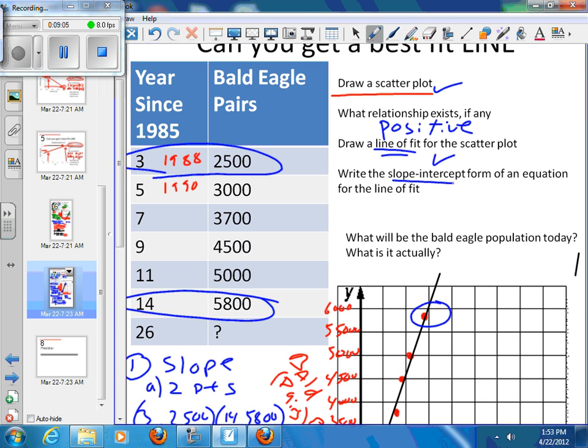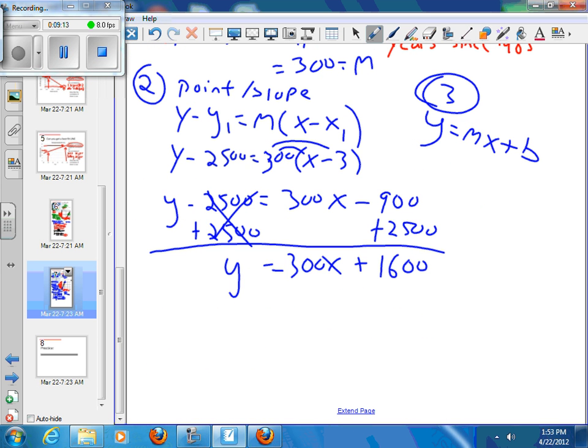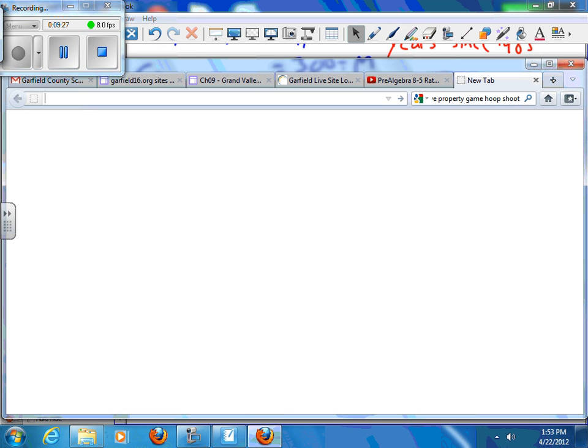Okay, so I wrote my slope-intercept form of my equation. And then we want to know, what would the bald eagle population be today? What is it today? Well, first we've got to figure out how many years since 1985. So it's the year 2012. And it is, actually, let's go take a look and see what we can find for data first before we get too carried away. So open up another slide.